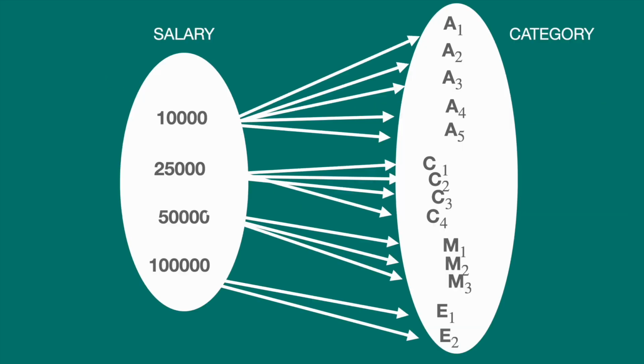Okay, very simple. Now to draw the arrow diagram, write down salary and category of employees. Salary 10,000, 25,000, 50,000, 1 lakh. And this is A1, A2, A3, A4, A5, C1, C2, C3, C4, M1, M2, M3, E1, E2. Then draw the arrows. All these assistants will get 10,000. So the arrow will go from 10,000 to the assistants, 25,000 to the clerks, 50,000 to the managers, and 1 lakh to the executives. So this is the way to draw the arrow diagram. And we come to the end of the exercise.